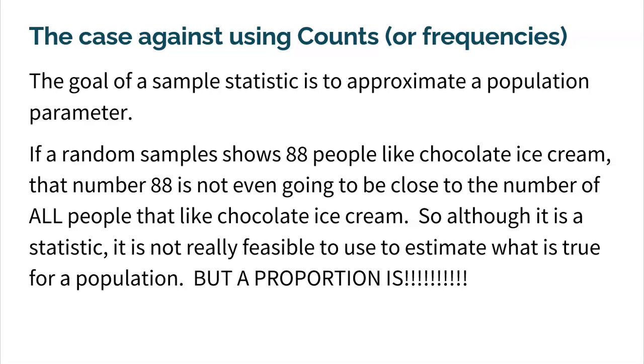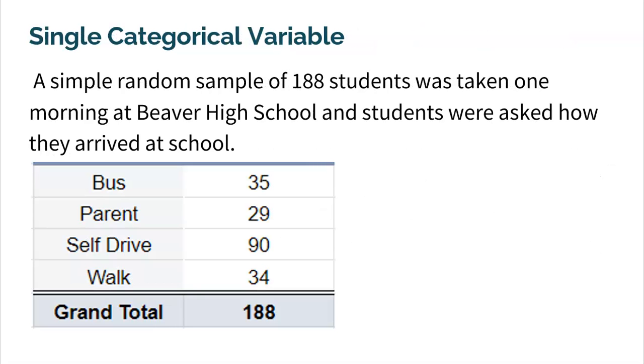So although it is still a statistic because it came from a sample, it's not really feasible to use it as an estimate for that true population parameter, which is why we would much rather use proportions. Because if I find out that maybe 17% of people in my sample like chocolate ice cream, then it would make sense that that 17% should be pretty close to the percentage of all people in the population that like chocolate ice cream. Again, as long as it was random, representative, and truthful. All right, so now let's actually look at some examples so we can see how we do this.